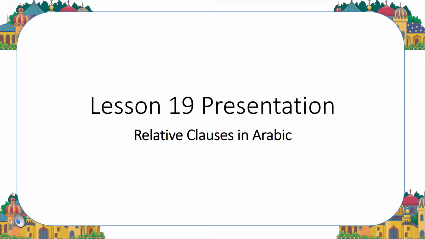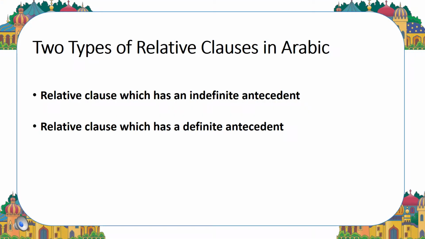Lesson 19 presentation. In this presentation, we will talk about relative clauses in Arabic. Basically, there are two types of relative clauses in Arabic. First, a relative clause which has an indefinite antecedent. Second, a relative clause which has a definite antecedent.